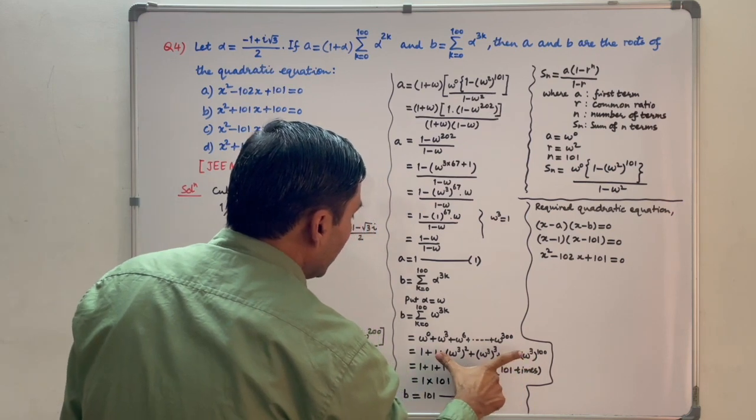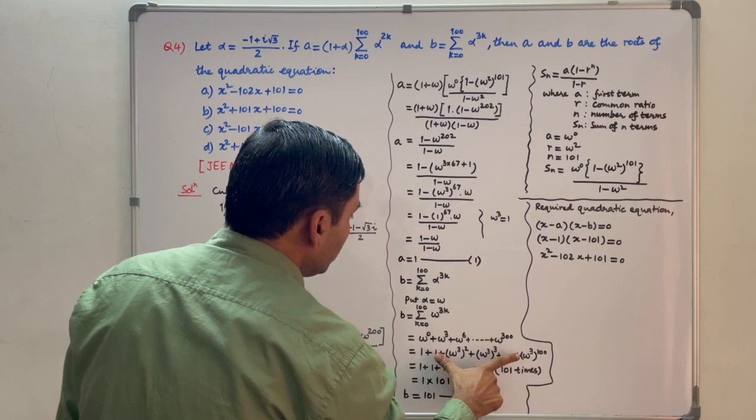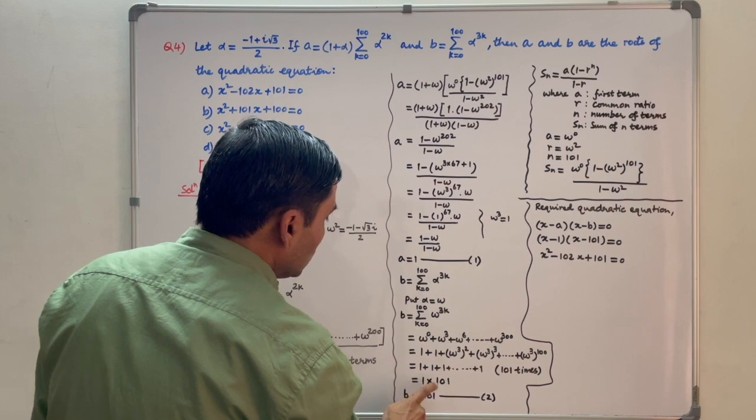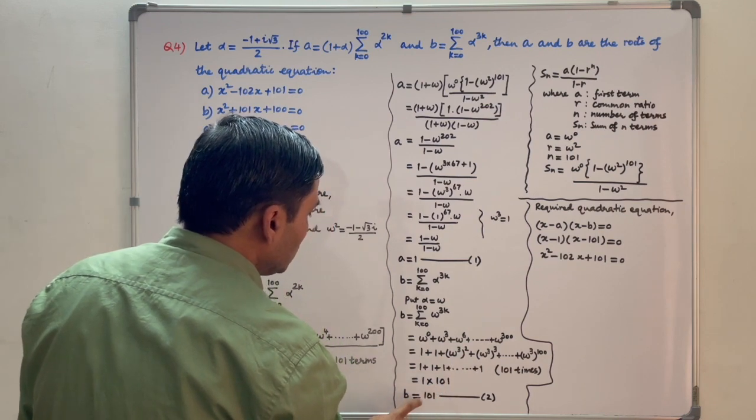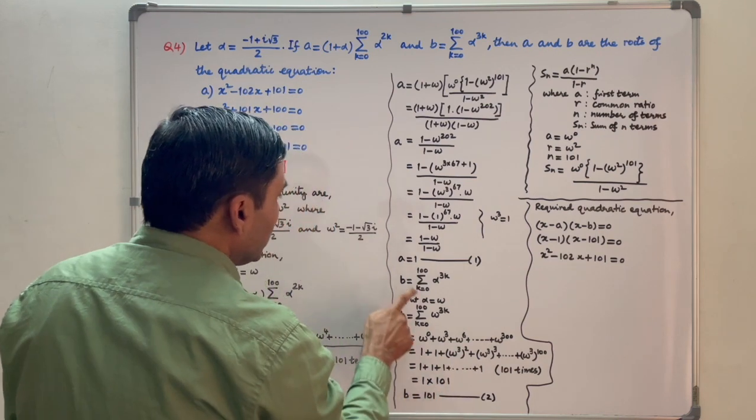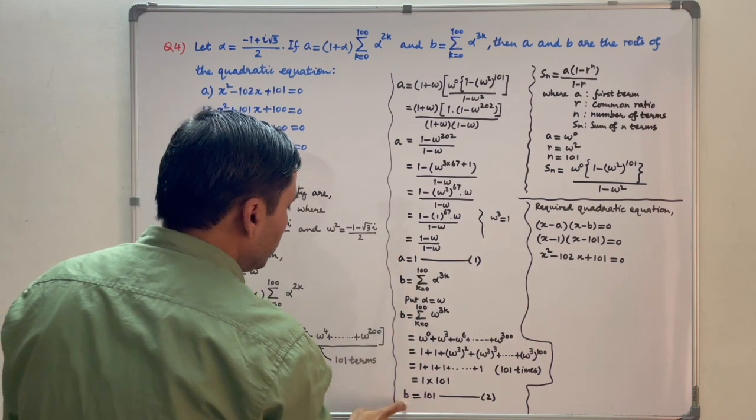So there will be 101 terms and value of each term is 1. So summation will be 1 into 101. So B is equal to 101. Now we have got the value of A and B.